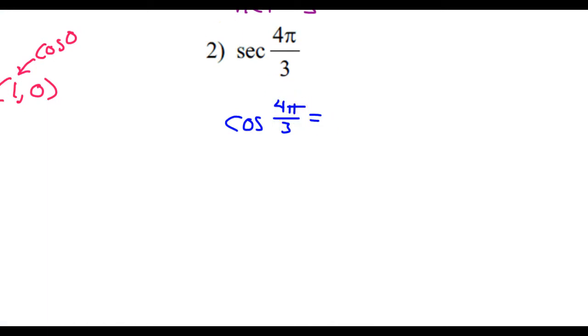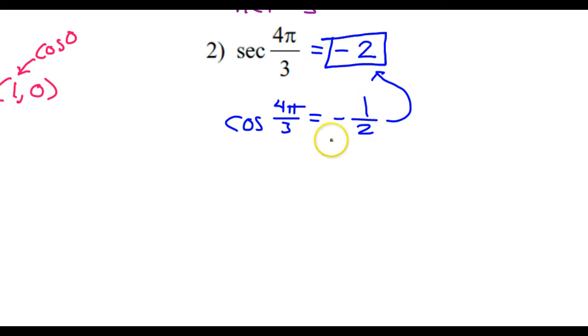So the cosine of 4 pi over 3 is going to be negative 1/2, which means the secant of 4 pi over 3 will be the reciprocal of this. So that's going to be negative 2. Alright, so that's how you can do it if you have a special angle, and just use your unit circle.